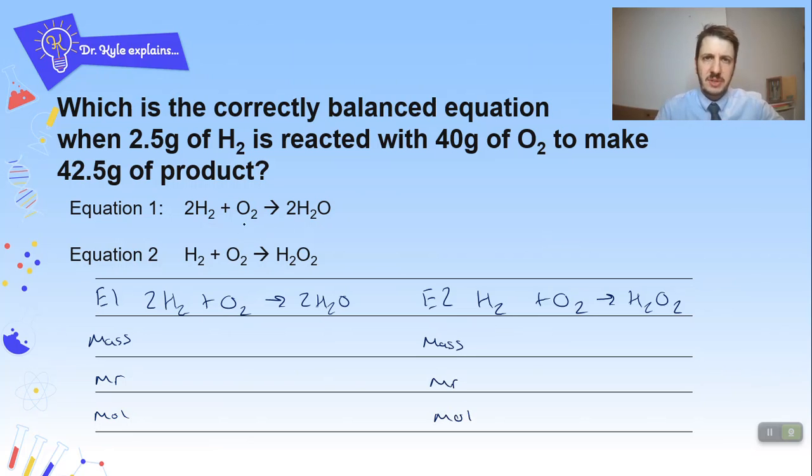Okay, so now I'm going to start putting in some information I've got. So 2.5 grams of hydrogen, so that's 2.5 there. Oxygen is 40. And I've got 42.5 grams of product. Now remember, it says product here. It doesn't say water or hydrogen peroxide. It says product. So here I've got 2.5 grams, and I've got 40, and I've got 42.5.